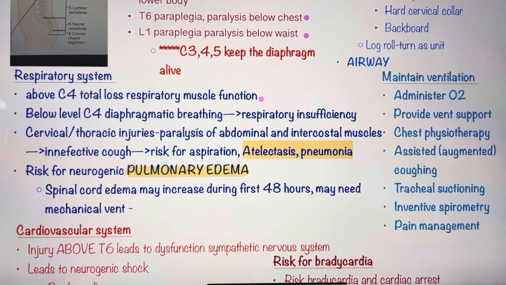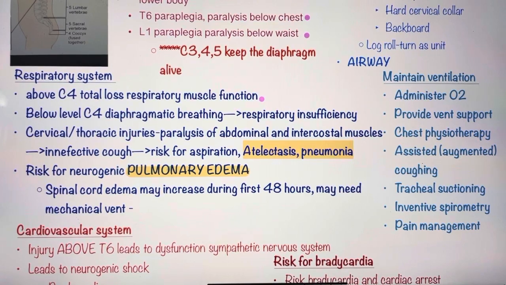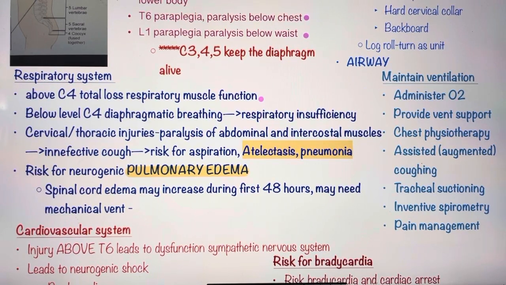There's also an increased risk for neurogenic pulmonary edema with respiratory dysfunction due to spinal cord injury. This may increase during the first 48 hours, and mechanical ventilation would most likely be required for this patient with increased pulmonary edema. Your priority interventions will be number 1, immobilization.